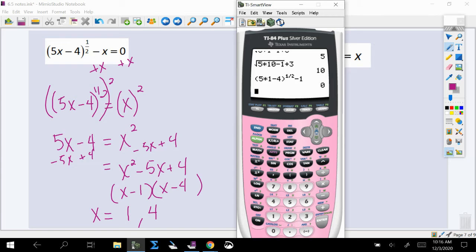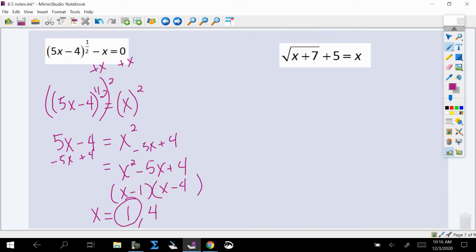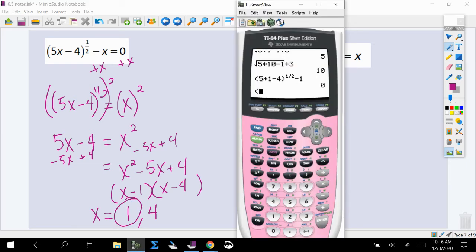A lot of times I either circle it or I put a check mark next to it to show that I checked it. So now let's check 4. So 5 times 4 minus 4 to the 1/2 power.